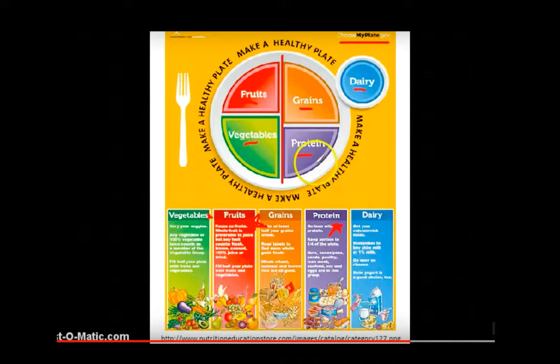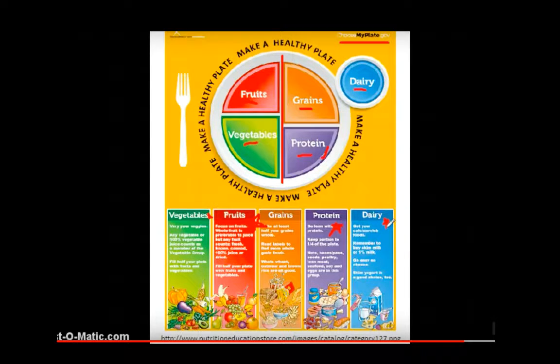Now, as you can see, the protein and the fruits are about the same size. And so that's a good way to remember that you want your protein and your fruits to be about the same size. And then your vegetables and your grains are about the same size, but you want to keep the vegetables still the biggest. Now the last one is dairy.